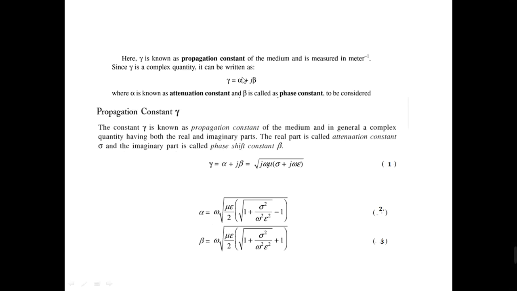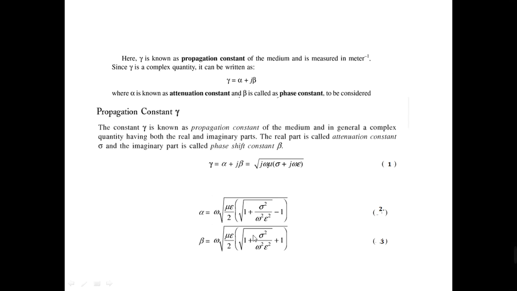Here the propagation constant gamma is a complex quantity which is measured per meter, and it is written as gamma equal to alpha plus j beta, where alpha is the attenuation constant and beta is called the phase constant, or it can also be called the phase shift constant or wave number. Gamma is equal to root of j omega mu into sigma plus j omega epsilon. On solving this expression, we get the real part of the propagation constant, alpha, which is called the attenuation constant, and the beta value also.